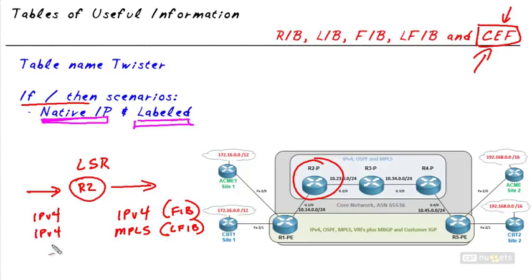Now the next scenario is, what if we have an MPLS labeled packet that's coming into R2, and let's say that MPLS label is label 205, which is R2's local label for 5.5.5.0?